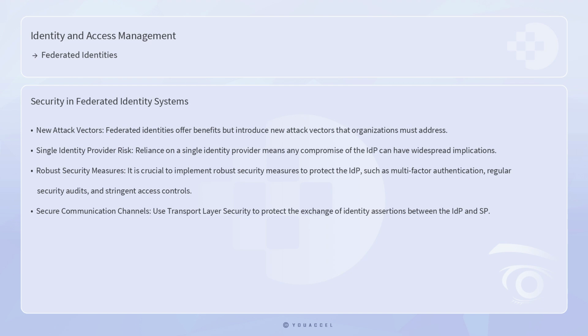Security is a paramount consideration in federated identity systems. While federated identities offer significant benefits, they also introduce new attack vectors that organizations must address. For instance, the reliance on a single identity provider for authentication means that any compromise of the IDP can have widespread implications. Therefore, it is crucial to implement robust security measures to protect the IDP, such as multi-factor authentication, regular security audits, and stringent access controls. Additionally, secure communication channels such as transport layer security should be used to protect the exchange of identity assertions between the IDP and SP.